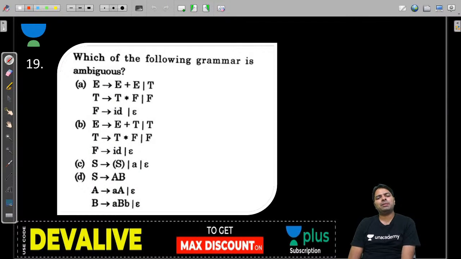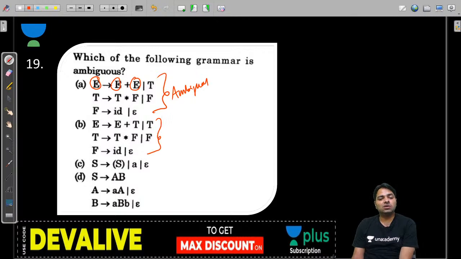Which of the following grammars is ambiguous? Look, guys, if it is an MCQ, you can answer it directly. E participating in left and right recursion, and this production is useful in this grammar. So directly you can say this is ambiguous. But you have to check. This is also not ambiguous. This is also not. You have to cross check individually.